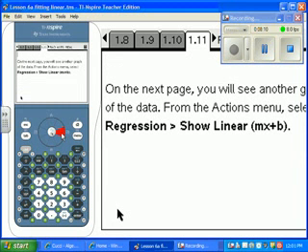On the next page, we're going to see another graph of data. From the actions menu, we're going to select regression and then show linear. Okay, so what this means is we're looking for a regression line. What a regression line is basically the best line of best fit that you can possibly get. Throughout this year, we're going to be talking about linear regressions, exponential, logarithmic, quadratic. So we're going to be talking about all different sorts of regression lines.